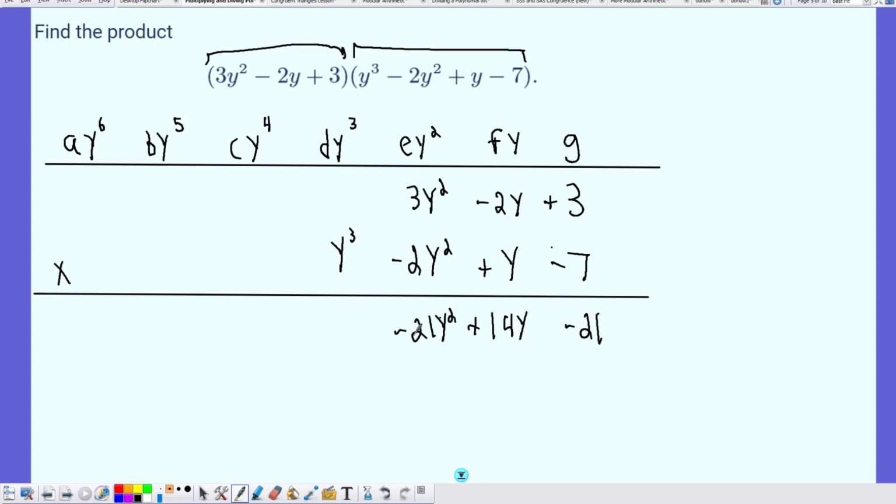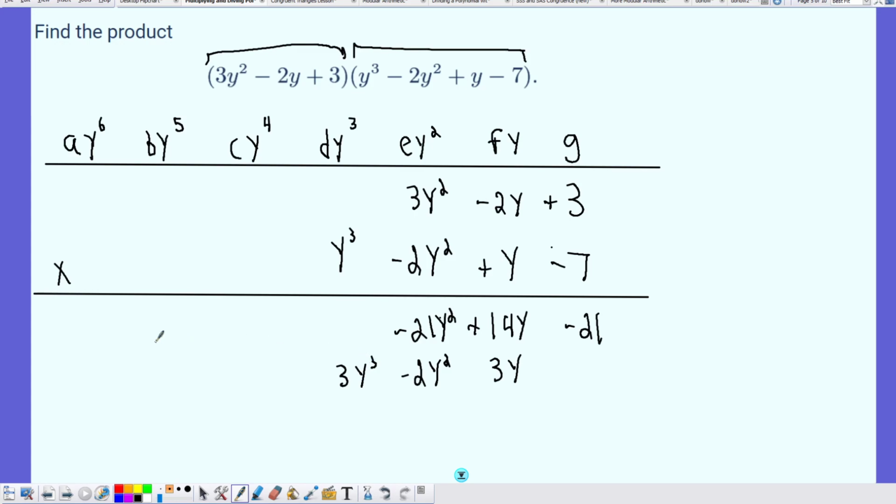Now I'm going to multiply by y. So y times 3 is 3y. Now I'm going to skip the g column, go right to the y column. So 3y, because this is where my linear term, my y to the first powers, go. Then I have y times negative 2y, which becomes negative 2y squared. Then I have y times 3y squared, which is 3y to the third power.